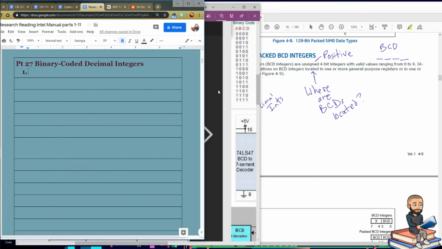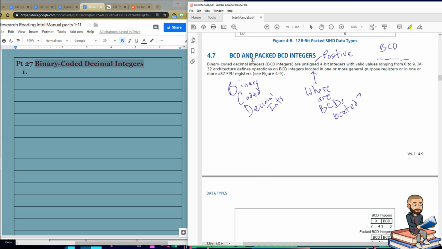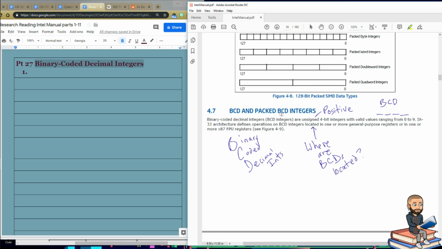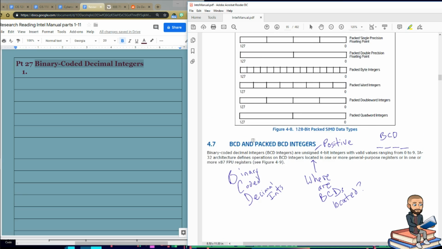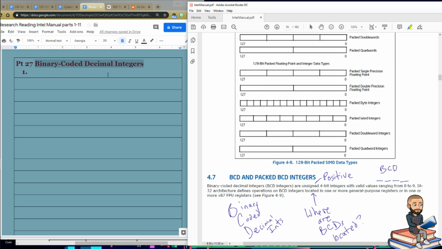The objective today is to explain what the Intel manual says about binary coded decimal integers, aka BCD. And this builds nicely off our last video where we talked about packed data types, but in this case we're going to look at packed BCD integers. Though I guess all BCDs are integers, I mean binary coded decimal integers, that is.